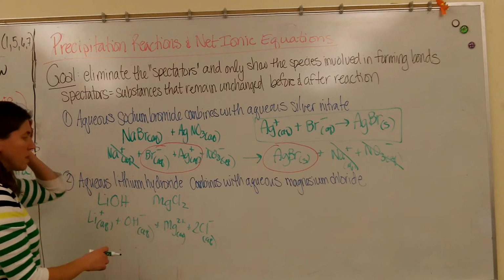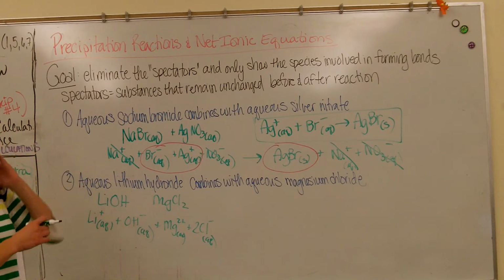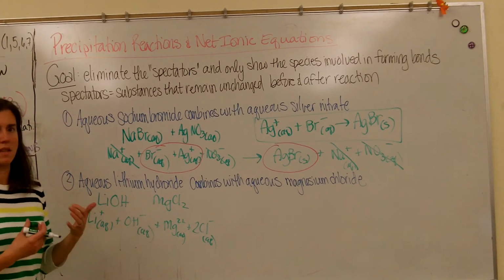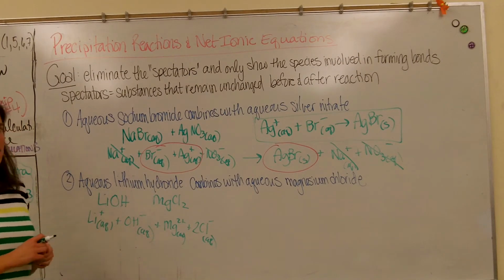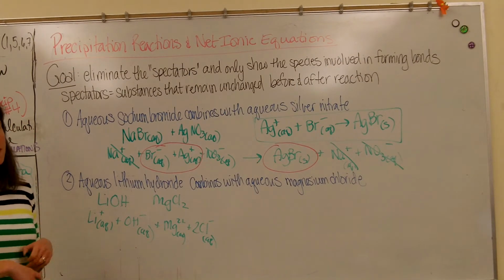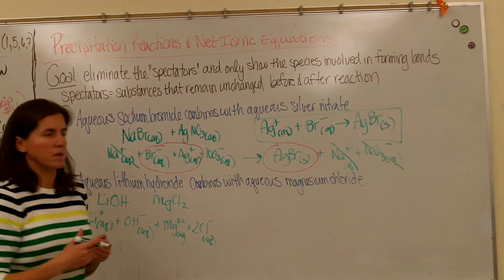So the way to use your solubility rules is whatever's on your list is soluble. If it's not on the list, then assume it's insoluble. So magnesium hydroxide is not on my list of things that are soluble, so I'm going to assume that means they come together to form a solid.